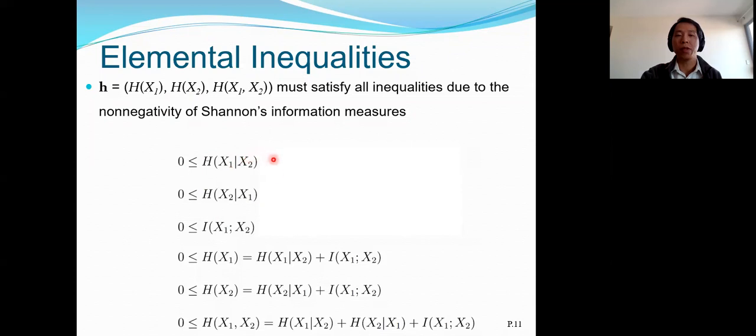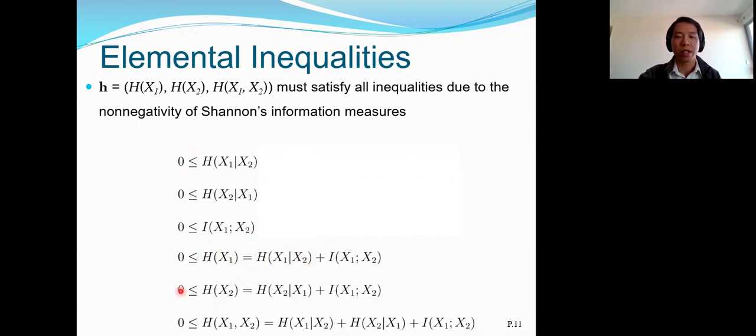For two random variables, we know that all the conditional entropies are non-negative, mutual information is non-negative, and also all the entropies and joint entropy are non-negative. So that's why we have 6 inequalities altogether here. But you can see that actually the last 3 can be proved or rewritten in terms of the first 3. For example, this inequality, we can use the first one and the third one, combine them together, and we can get this inequality back.